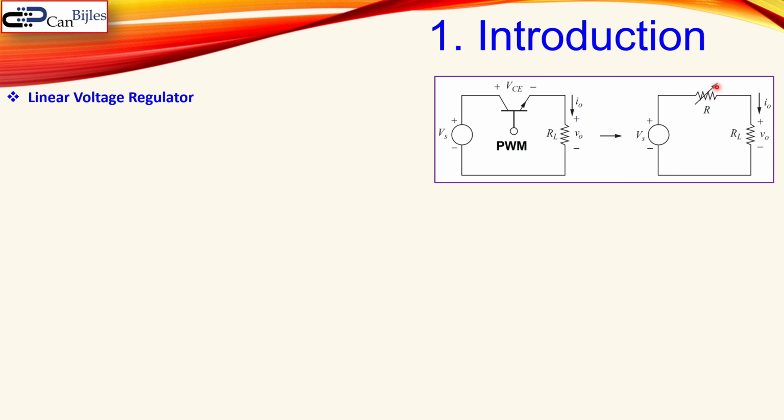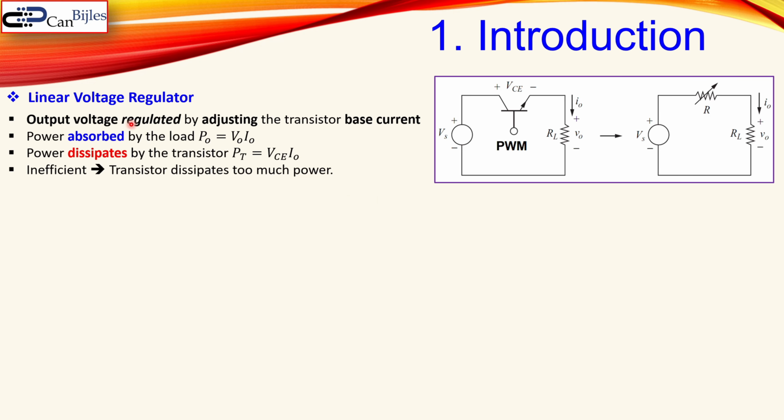And this is then a model for that part. You see here that there is a variable resistor R which models this transistor. Now, in order to lower this voltage Vs to VO, you need to burn some power in this resistor, which makes this circuit not really efficient. So the output voltage is regulated by adjusting the transistor base current, and the absorbed power is equal to the delivered power minus the power we dissipate in this resistor because of the switching in this transistor. So the power dissipated by the transistor is then given by this, and it is inefficient because there is really too much power dissipated in this transistor.